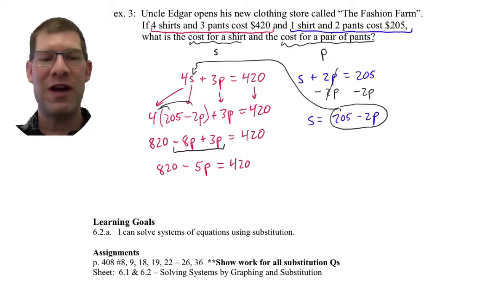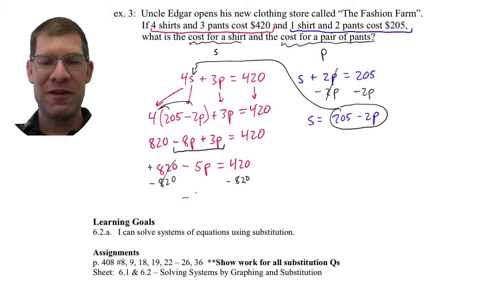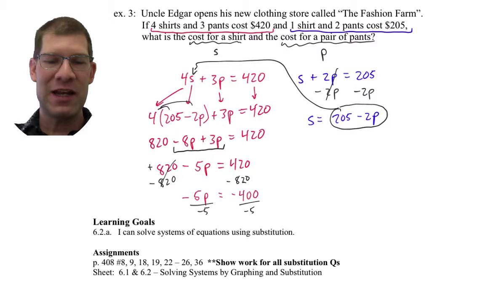Now we go through and do an order of operations backwards. We have this positive 820 hanging out over here. It's connected by this subtraction right there. So we want to undo that 820. So I subtract 820 on both sides. I'm still left with a negative 5p equals negative 400. Divide both sides by negative 5. My negatives will cancel, and I have 400 divided by 5. So 80. A pair of pants is $80. This truly is high fashion at the fashion farms. Okay, so pants are $80.